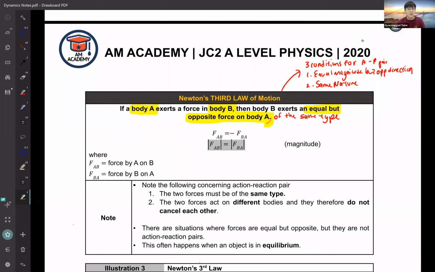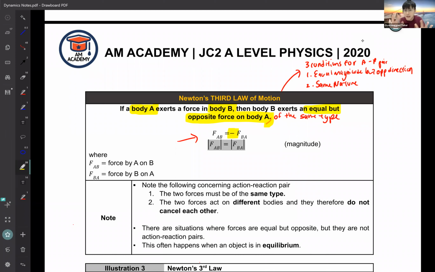If you're mathematically inclined and you want to put this into an equation, this is what it looks like: the force of A on B is equal to the negative of the force of B on A. Why is there a negative sign? The negative sign just indicates the direction. Given that A exerts a force on B, B will exert an opposite-direction force on A, therefore you have the negative sign there. And the magnitude is identical to one another.